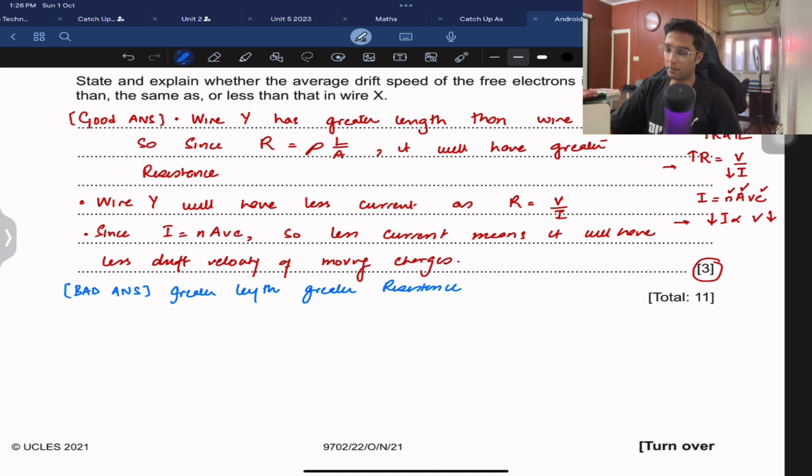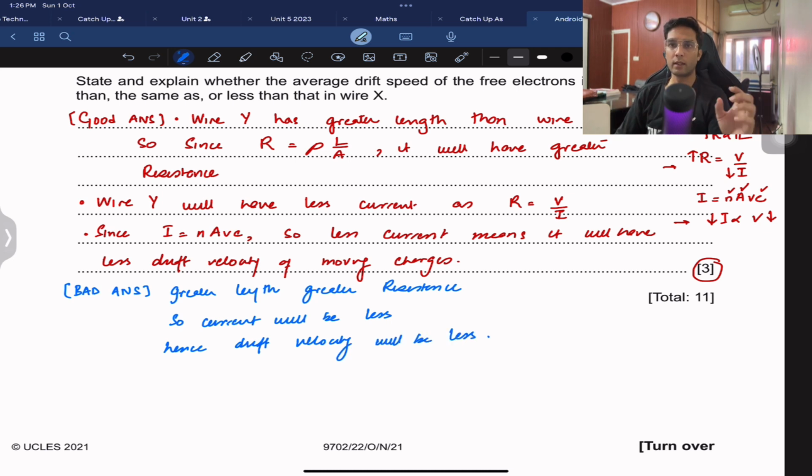Then in the next step, so current will be less, and the third thing, hence drift velocity will be less. So this would basically give you that particular bad answer vibe to the examiner as well. And if you're aiming for a very high score like distinction or something, you do not want to write answers like these. They're terrible things to do.